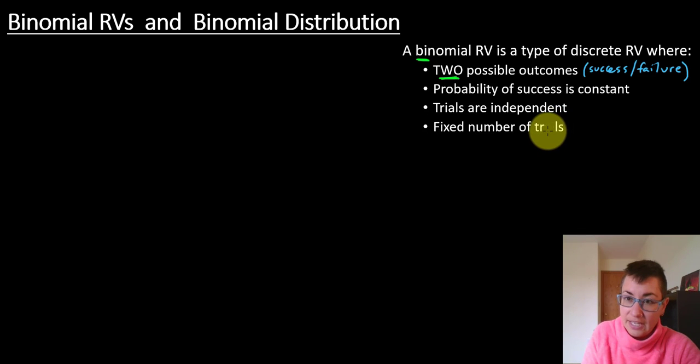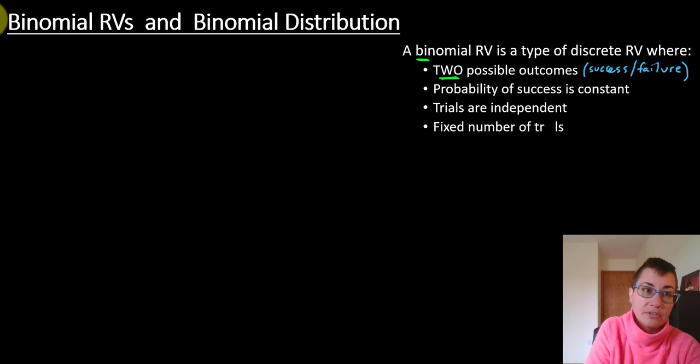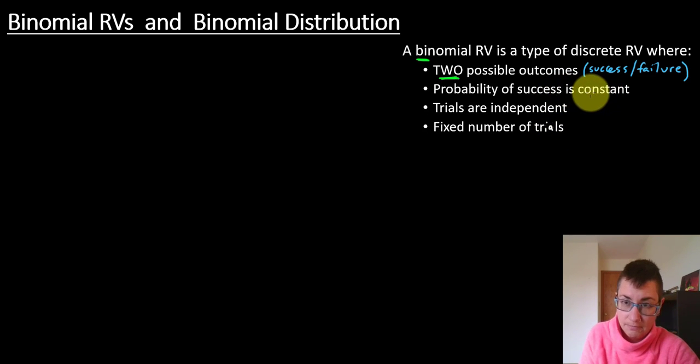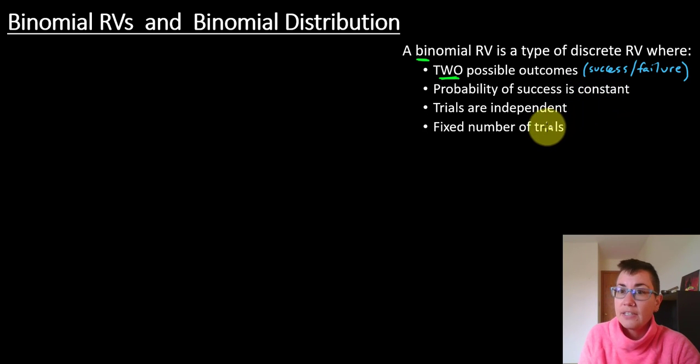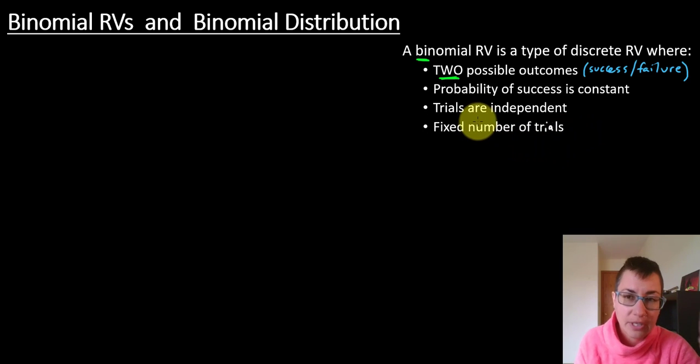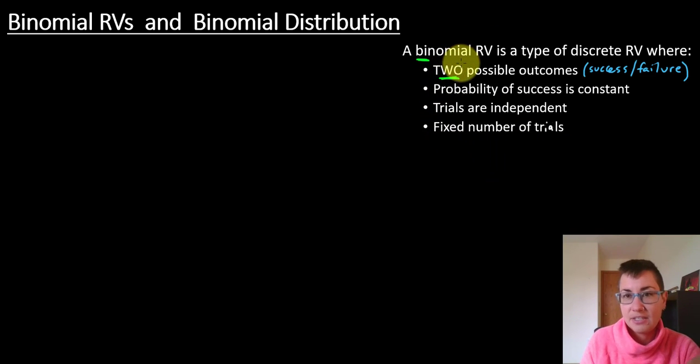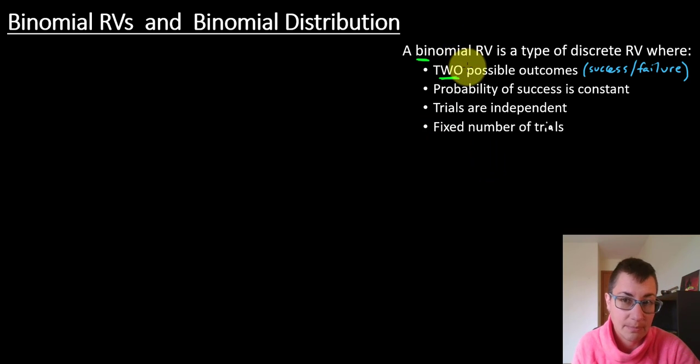So for instance, like a coin, there are two outcomes, heads, tails. Every time you flip a coin, there is the same probability for the heads or for the tails. And if you're going to flip a coin for a certain number of times, you're just going to stick to it. Furthermore, each coin flip is independent. So you put those four criteria in a basket and you've got a binomial random variable.